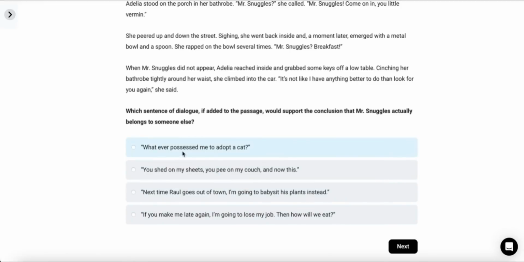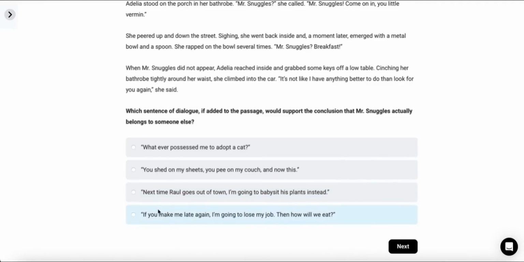So the first one straight out suggests that the cat is adopted by Adelia. So that's not the correct answer. Being frustrated about an animal peeing on the couch does not prove that the animal would belong to someone else. Next time Raul goes out of town, I'm going to babysit his plants instead. So this sentence implies that the cat would have belonged to Raul. So this looks to be correct.